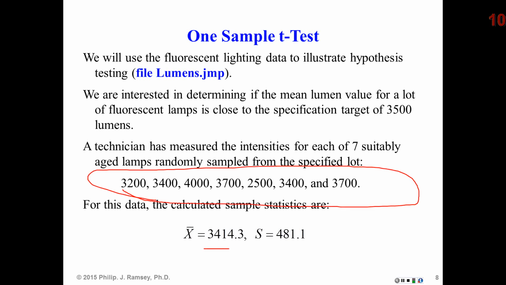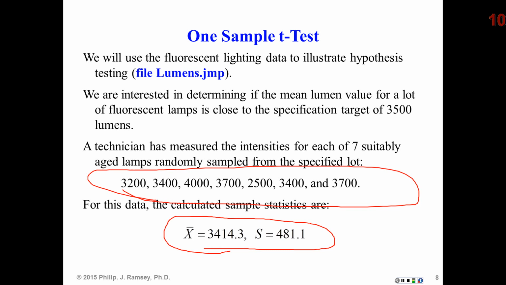Furthermore, here are our sample statistics. Okay. The average was 3,414.3, and the standard deviation was 481.1 lumens. So the average is not 3,500. I don't expect it to be, because X bar, the average, is a statistic, and every time we were to take a new sample, we'd get a different average.